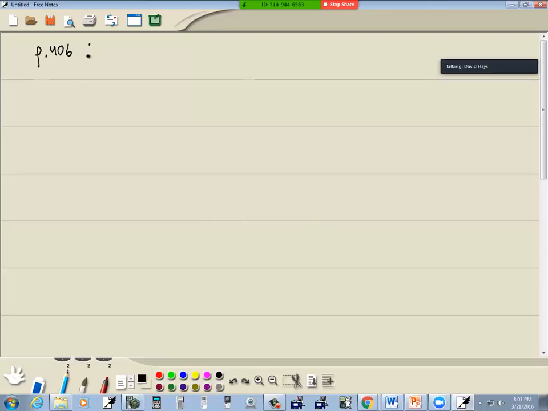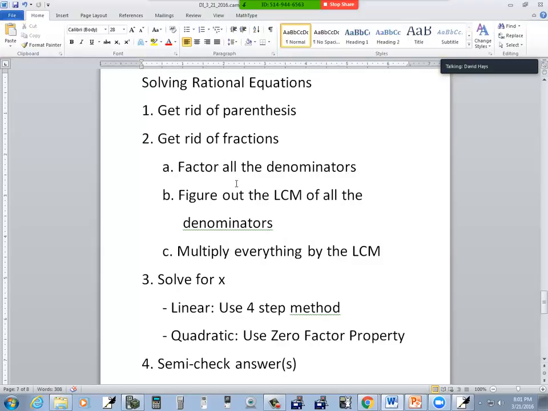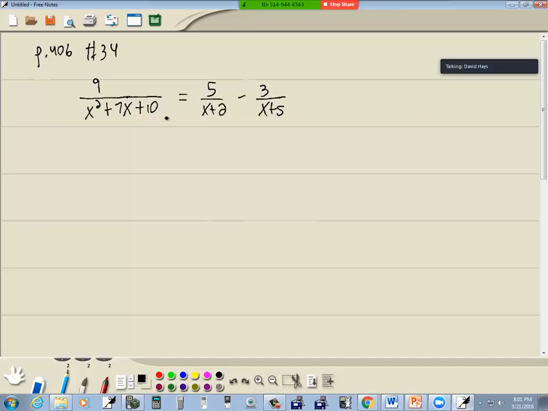This is page 406, number 34. And I got 9 over x squared plus 7x plus 10 equals 5 over x plus 2 minus 3 over x plus 5. Okay, step 1, get rid of parentheses. Don't have any.